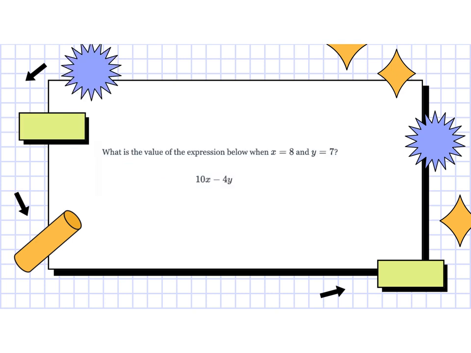What is the value of the expression below? Now this time we have an x and a y. So we've got x equals 8 and y equals 7. Pay careful attention here because you have 10 times x. So I'll replace my variables in a color. I'm going to do my 10 and then times x. I'm going to use the parentheses method. So I'll replace my x with what they told me, which is 8. So 10 times 8 minus 4, and I'll go ahead and switch to red. y is 7, so 4 times 7.